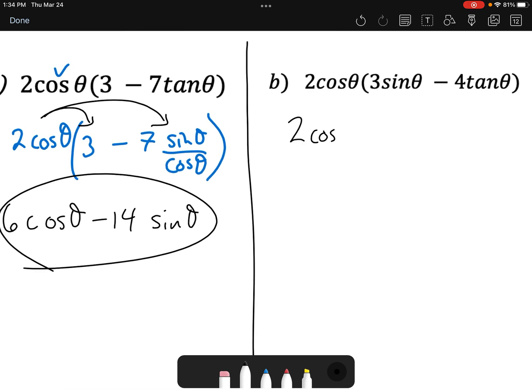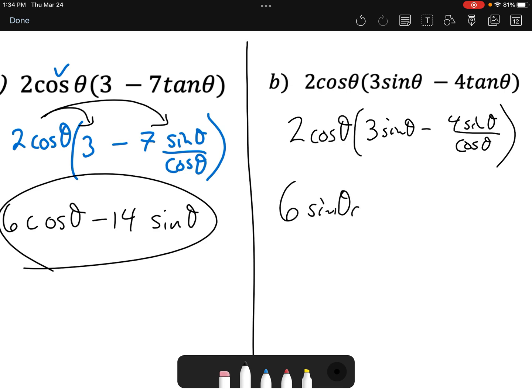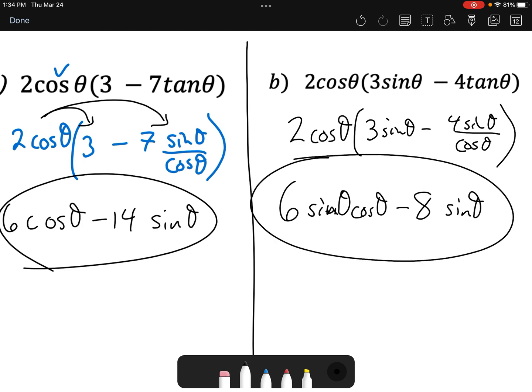We're going to do the same thing on b. Now that we have an idea what we're looking for, we know that tangent is sine over cosine. We would distribute, that's 6 sine theta cosine theta, and yes, we will see that a bunch. We could have back-to-back sines and cosines, minus 8 sine theta. Notice that the cosines again would cancel, and that would be our simplification.